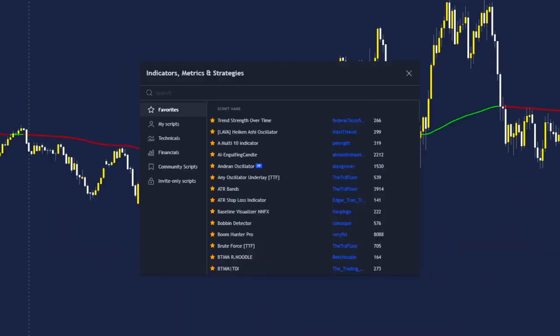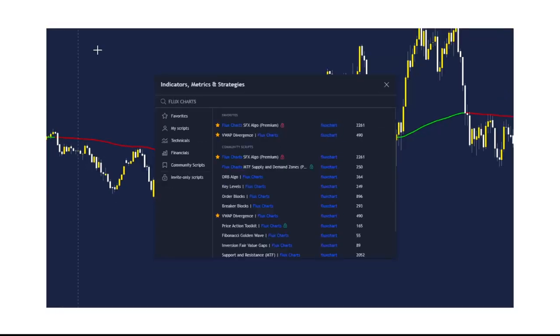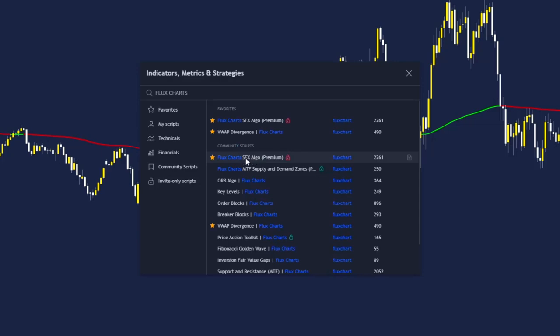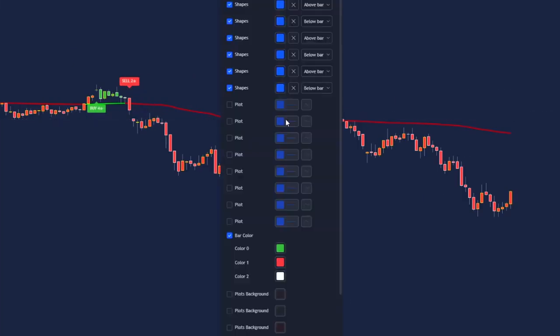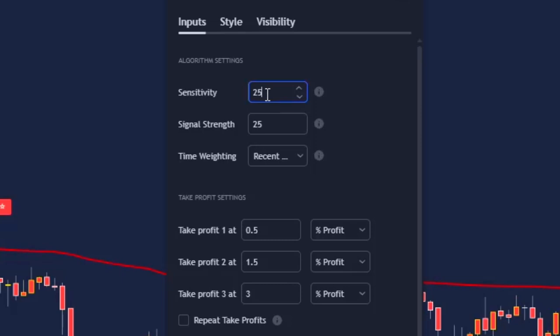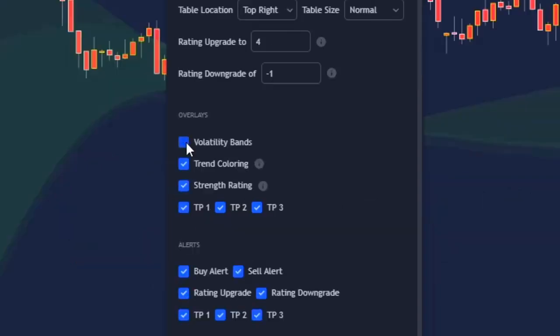This time you can search SFX Algo or search Flux Charts to see the full list. We will be adding the SFX Algo indicator to our chart, just like a buy-sell indicator, but better. Now that we've added it to the chart, double click to enter the settings, open the Inputs tab, change this from 50 to 25, untick Dashboard, untick Rating Settings, untick Volatility Bands, including TP 1, 2 and 3, and there are the settings adjusted. So now let me show you exactly how to enter trades with this strategy.